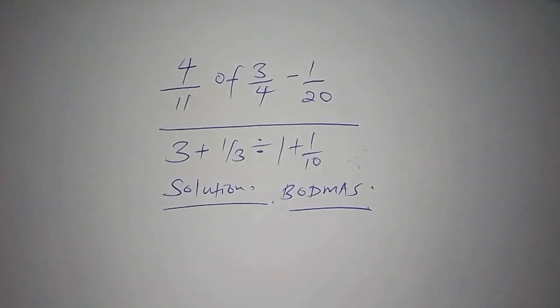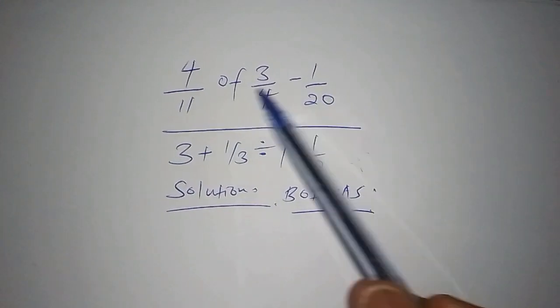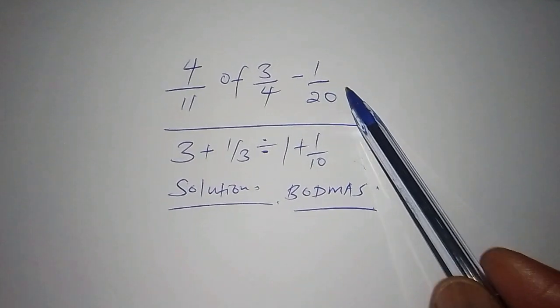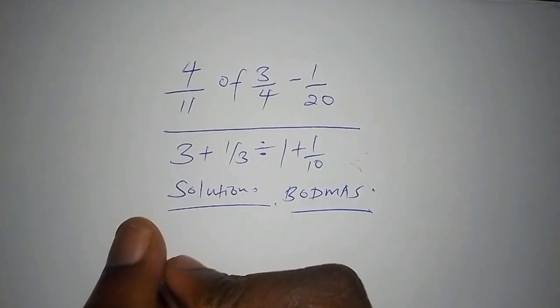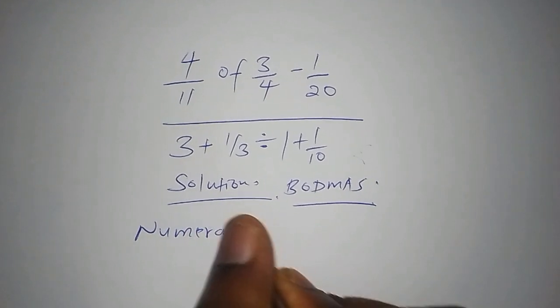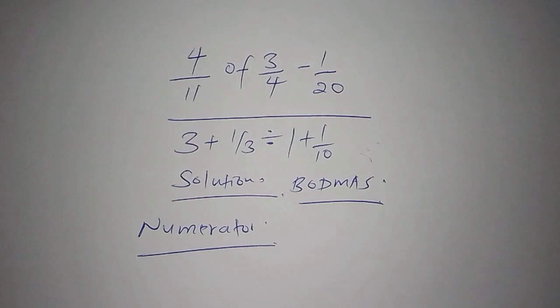Now, we have the topmost fraction, that is the mixed fraction, then we have the one that is down. The top one we call the numerator, and the one downwards we call the denominator. So let's first begin by working out the numerator. Allow me to write the numerator.